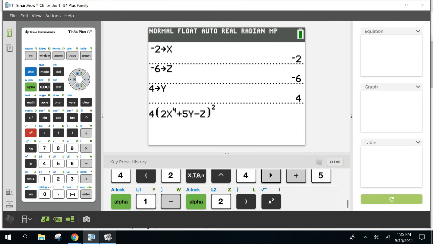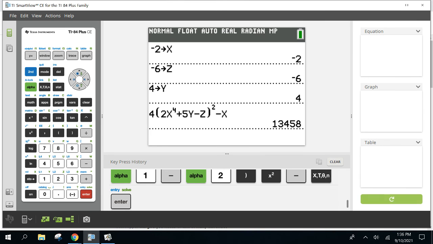And then what's the last thing I have? Minus x, minus x. And your calculator is going to plug those numbers in right where they need to be and follow order of operations to get the correct answer. Every time, we're always going to get it correct. That expression equals 13,458.